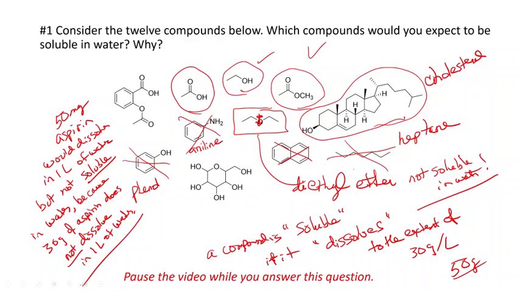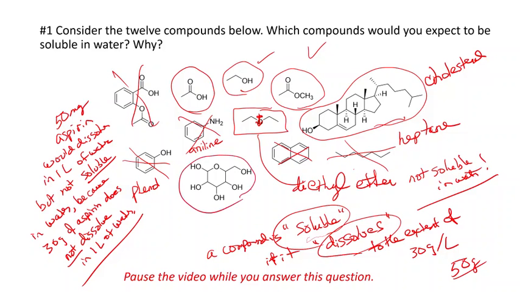Okay, slightly different, soluble and dissolves. Okay, one more over here. Anyway, aspirin, not soluble. And this guy here, it's got about 6 carbons, but look at all the OH. So actually this one is soluble. So many places it can hydrogen bond.